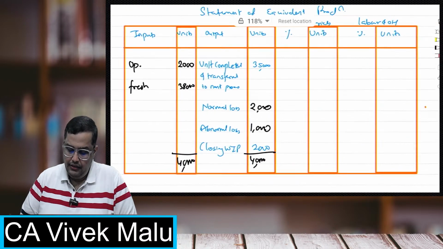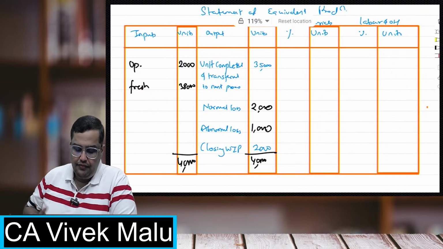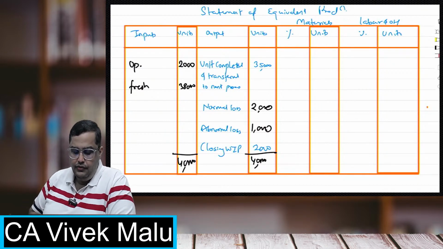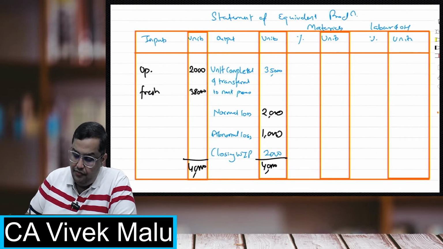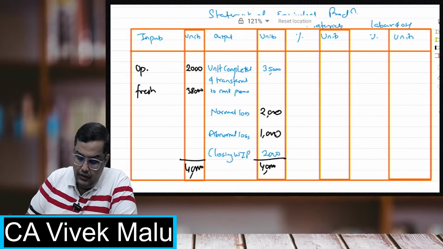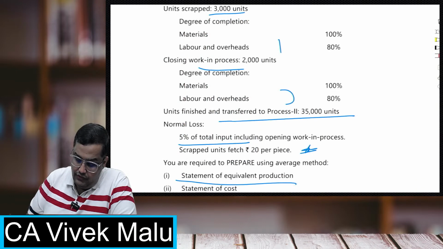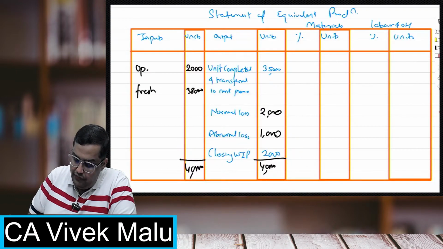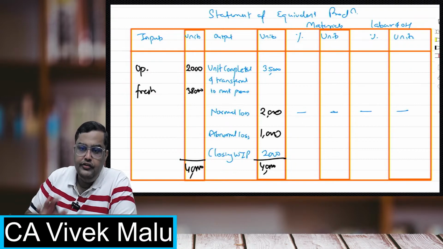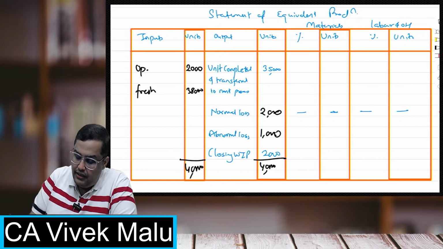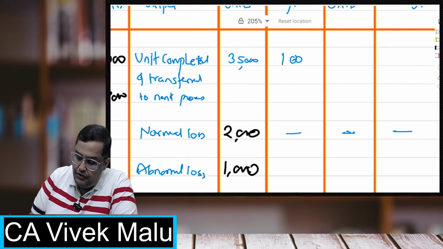So we have made this statement where we have written the units, the quantities. Now we have to write their respective percentages. Now how we are going to write this? See this, for normal loss, first of all understand, it is always treated as 0, 0, 0, 0, always. For units completed and transferred to the next process, if we are following an average method, then you have to take all 100%.